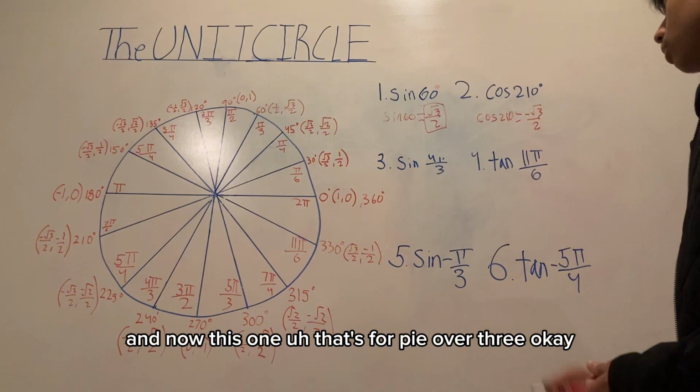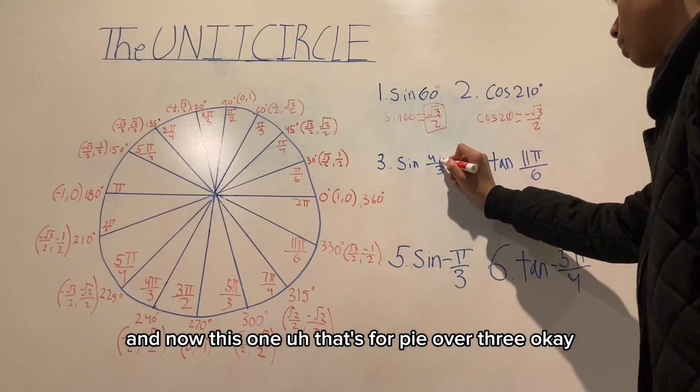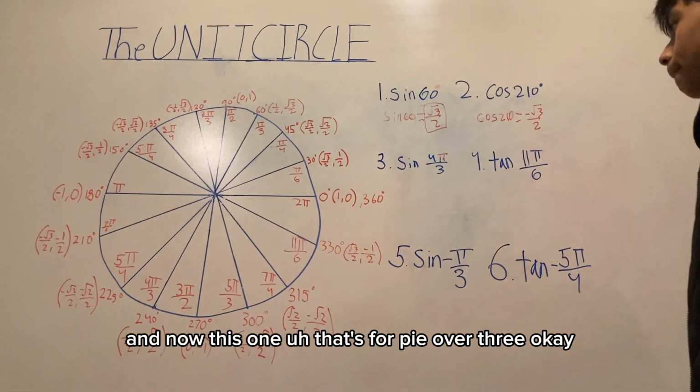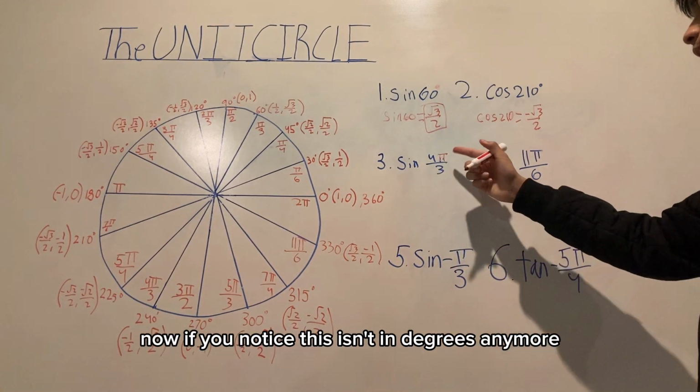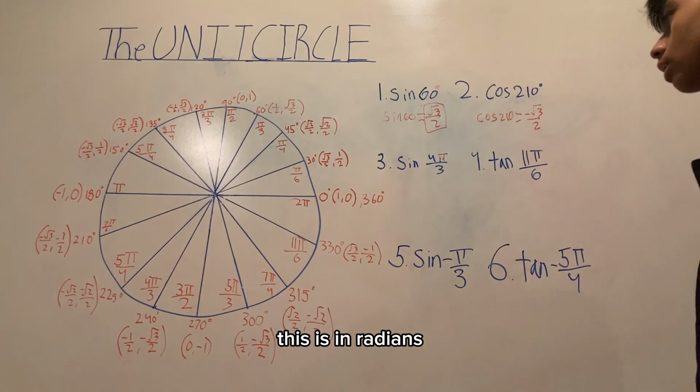Okay, and now this one, that's 4 pi over 3. So the next one is sine of 4 pi over 3. Now if you notice, this isn't in degrees anymore. This is in radians.